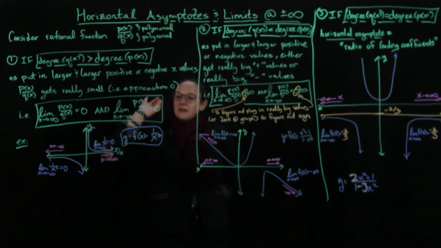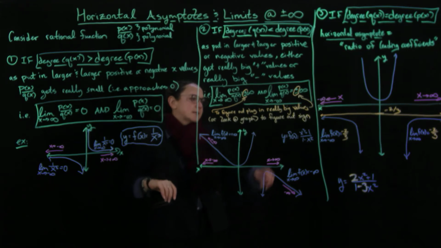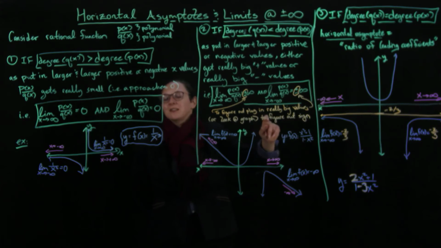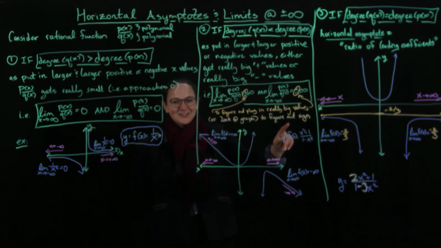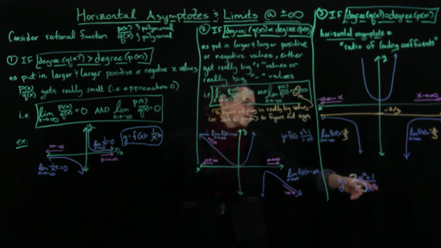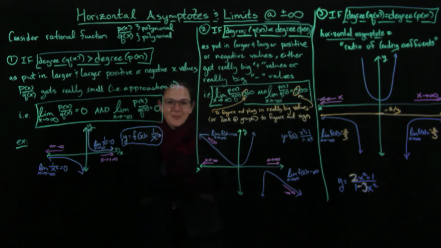So the leading coefficient is the one in front of the highest degree term. The degree is the power of the highest degree term. So here it's three or two, or here they're the same, so it's two and two. Okay. And I just broke it into the three circumstances.